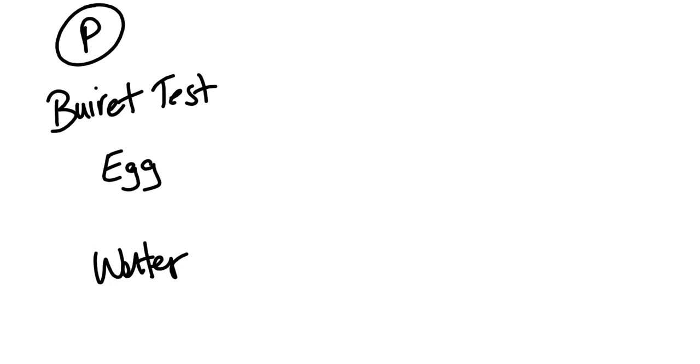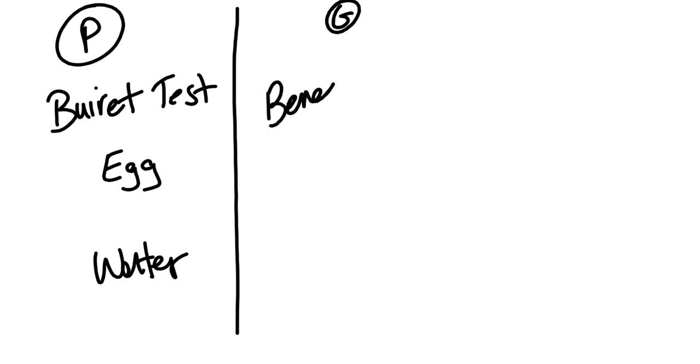Now, why are we testing water? Well, we know that water doesn't have protein, so water is going to act like our negative control. Okay? Egg whites, which we know has protein, is going to act as our positive control. Now, the other two, same thing. We have our glucose, right? That's going to be our Benedict's test.